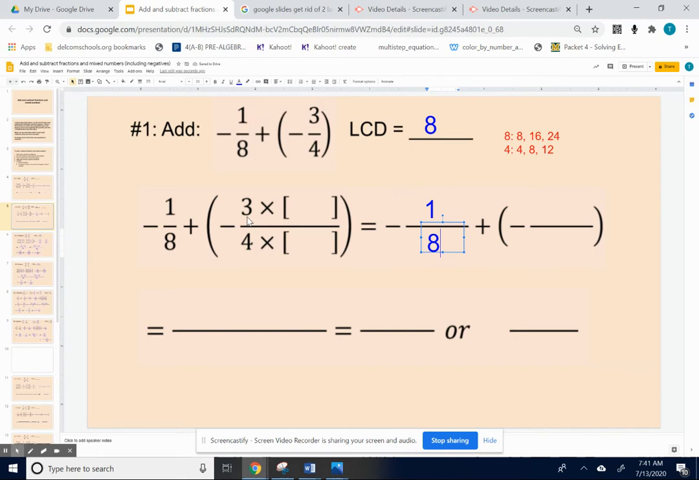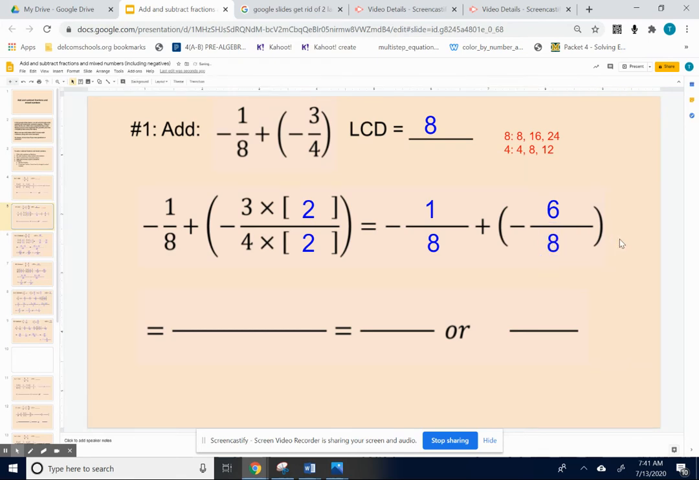Okay, but the negative 3/4, you don't have an 8 in the denominator, so you got to take the 4 times what number? 2. You got to take the top times 2. Okay, so you would have negative 3 times 2 is 6. 4 times 2 is 8. Okay, so we wrote both fractions with the common denominator.